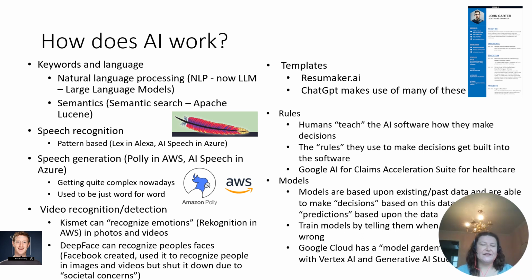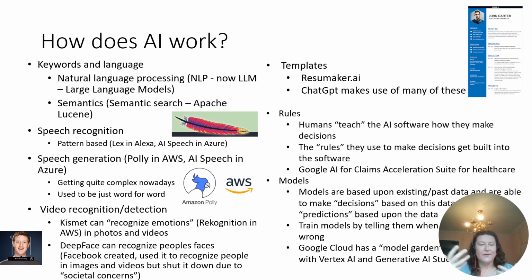Video recognition and detection. There's things like Kismet that can recognize emotions in facial recognition applications. Rekognition in AWS does the same kind of thing. They can recognize the spacing in your face and the space between your ears and your nose and work out if you're the same person, that kind of thing. But they can also recognize emotions now, so they can see if you're happy or if you're sad.